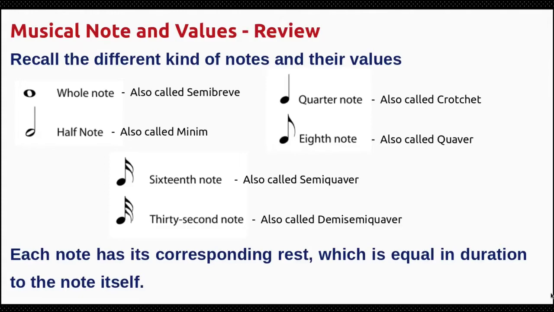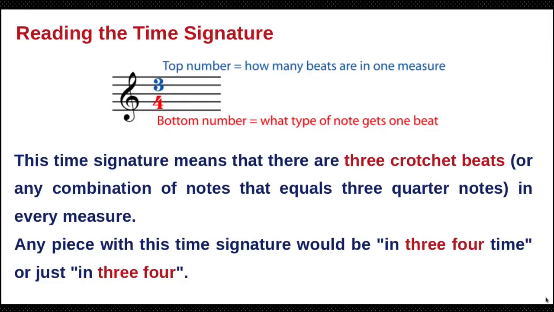Now we'd like to take a review of the different kinds of notes and their values. Remember, this is the whole note, also called the semibreve. This is the half note, also called the minim. This is the quarter note, also called the crotchet. This is the eighth note, also called the quaver, and you have the 16th note and the 32nd note. These two notes, the eighth note and the quarter note, are very popular. You will see them a lot in time signatures. Each note has its corresponding rest, which is equal in duration to the note itself. We've looked at this in the previous lessons.